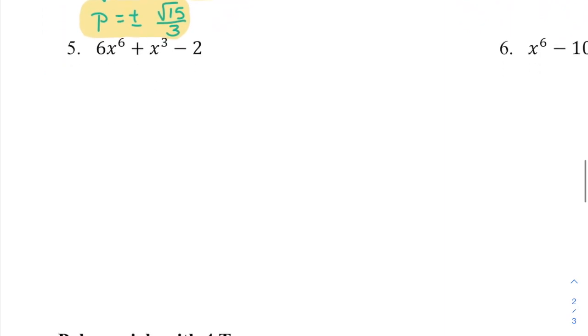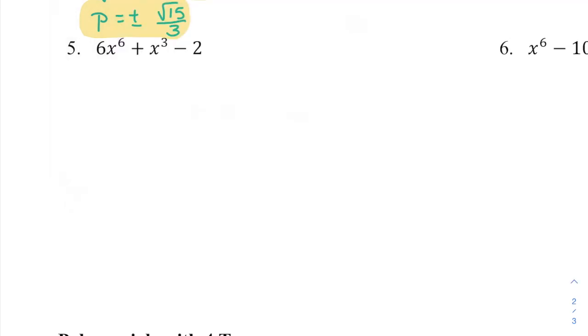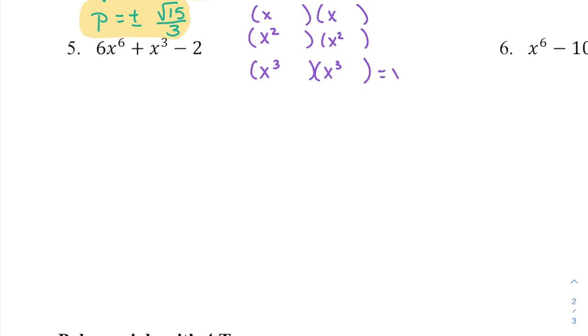Number 5 is similar. Instead of having my highest exponent be a 4, it is a 6. Things don't really change. Instead of the two factors being x squared or x, they are going to be in the form of something x to the third, something x to the third, because x to the third times x to the third equals x to the sixth. However, here a is not 1, a is 6, so I need to use the AC method here.